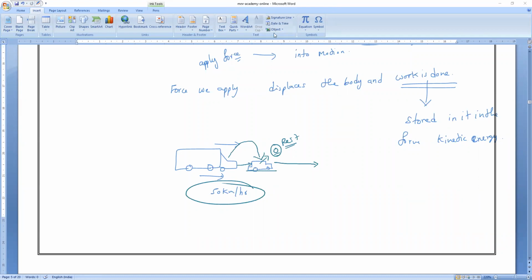Actually, we'll say billiard ball. How many of you know billiard ball? Movies and all, big people will play. What is the use of billiard ball? What is the game? Anybody knows? I think online also people used to play this. What will exactly happen? Anybody can tell?